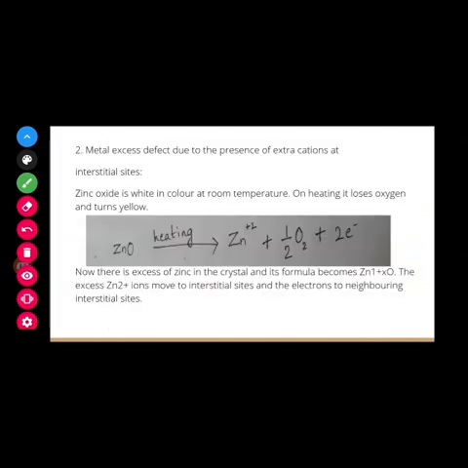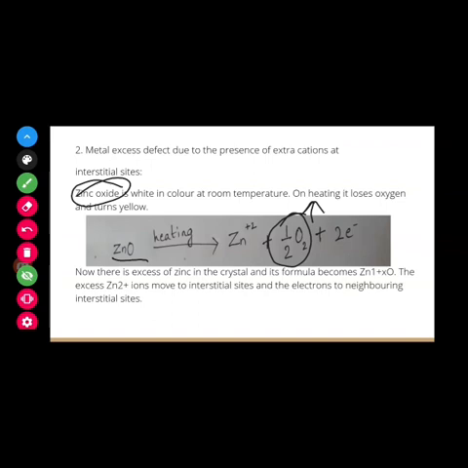The next type of defect under metal excess defect is metal excess defect due to the presence of extra cations at interstitial sites. At room temperature, zinc oxide is white in color. But when you heat this zinc oxide, it turns yellow. See the reaction, what is happening? ZnO gives out oxygen. This O2 will be gas, so it will escape, and you will be left with Zn plus 2 ions and electrons.